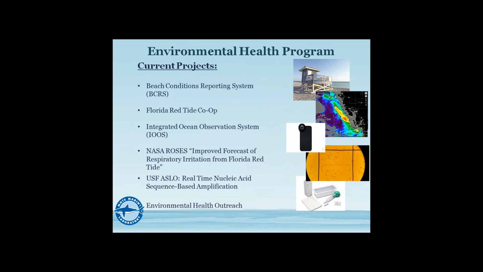So these are just some examples of the current projects that we're working on within the red tide umbrella. We're working with NASA on using the beach conditions reporting system to test microscopes on cell phones to detect red tide. We're working with USF on a handheld Karenia brevis detector that uses RNA sequencing. And then, of course, we're expanding upon our Red Tide co-op with FWC, and our integrated ocean observing system with GCOOS, and continuing environmental health outreach.